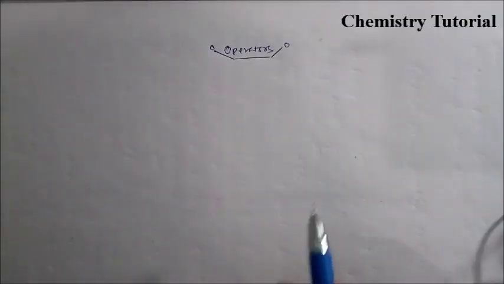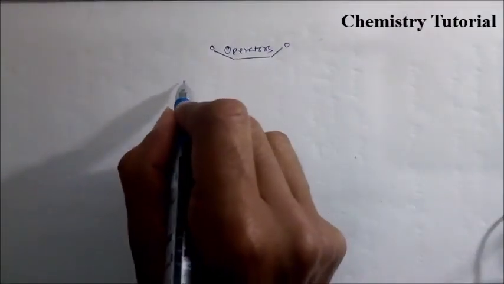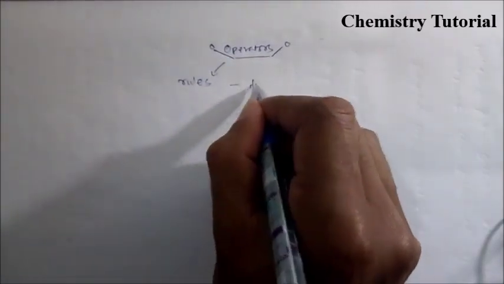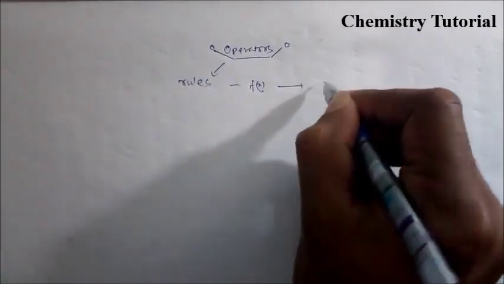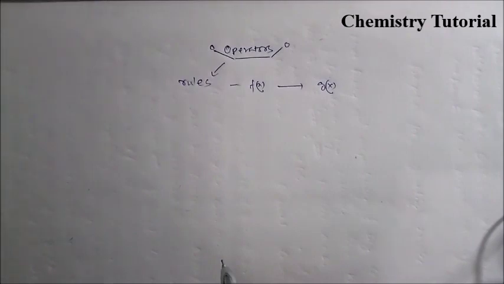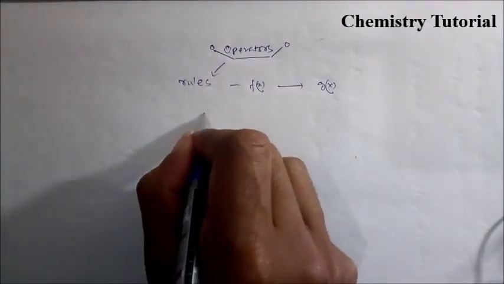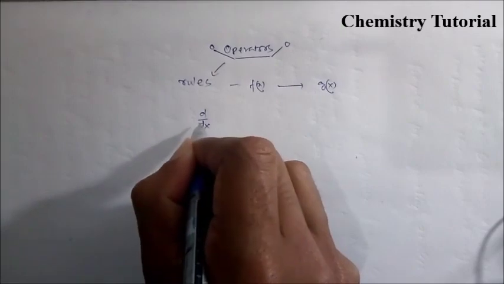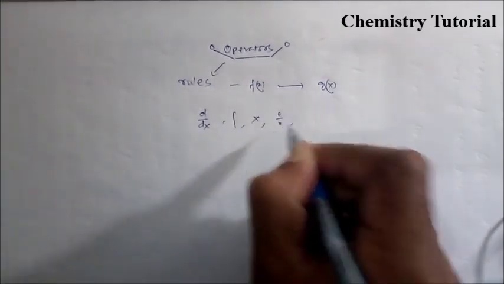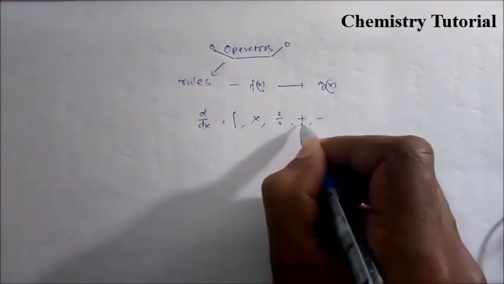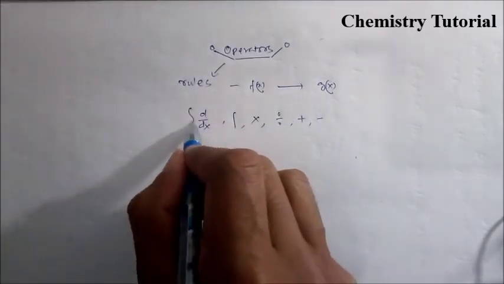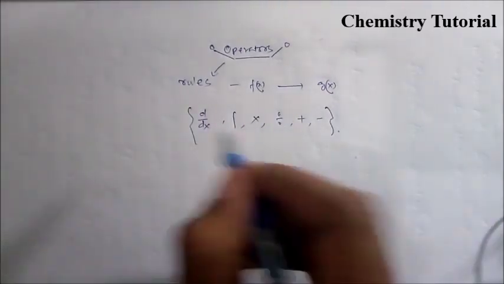Operator, you can say, are some rules that change one function into another function. Okay, so a derivative can also be an operator: integration, multiplication, division, subtraction, addition. All of these can be considered as operators.